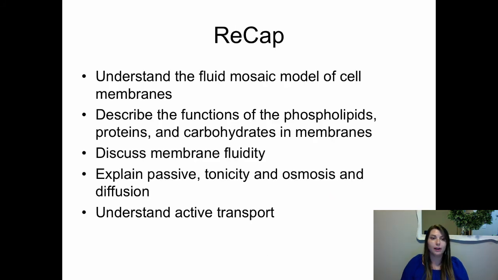So let's do a quick recap. You should have a better understanding of the fluid mosaic model of the cell membrane. You should be able to describe the functions of phospholipids, proteins, and carbohydrates in membranes. You should be able to discuss membrane fluidity. You need to be able to explain passive diffusion, tonicity and osmosis, and diffusion. And you need to be able to understand active transport.